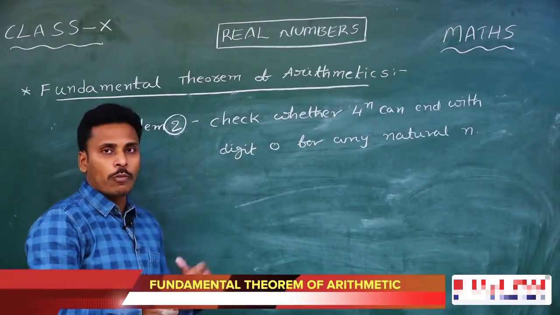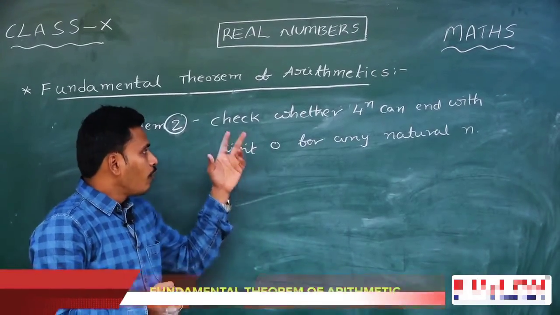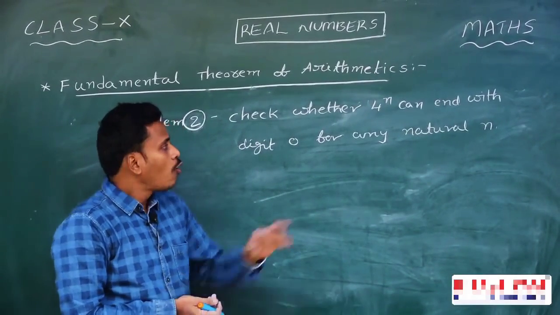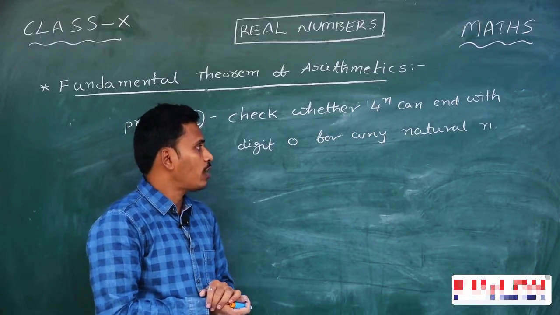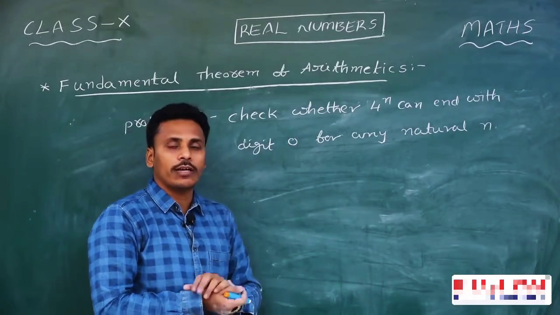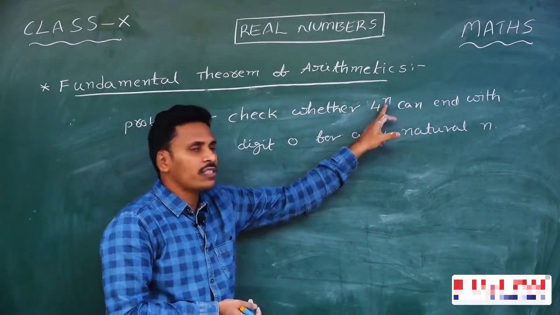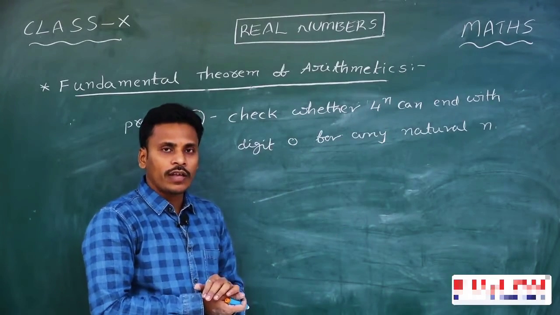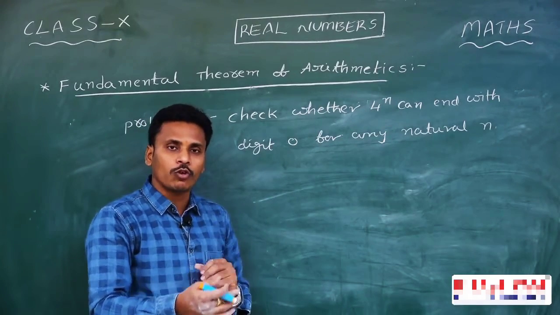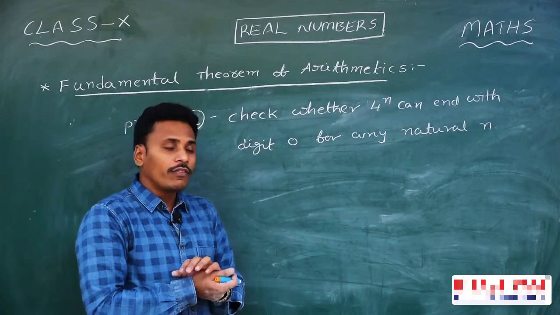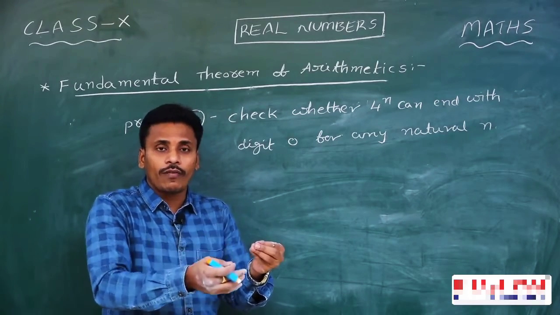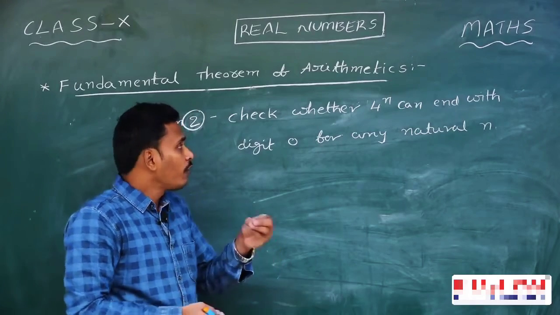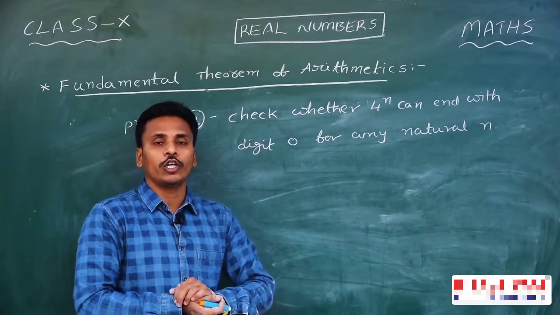Look at another problem on the board. See, we need to check whether 4 power n can end with the digit 0 for any natural number n. See, n is a natural number. Just replace this n with any other natural number, then you will get 4 power 1, 4 power 2, 4 power 3, like that. We need to check whether there is any number among that group, 4 power 1, 4 power 2, 4 power 3, which ends with digit 0. That's what we need to check.